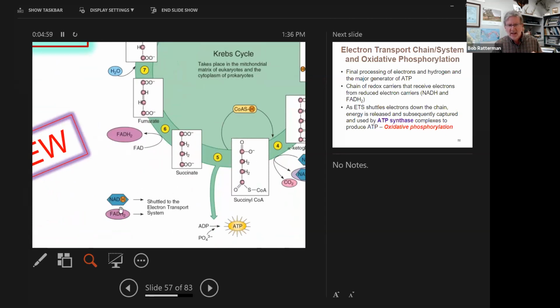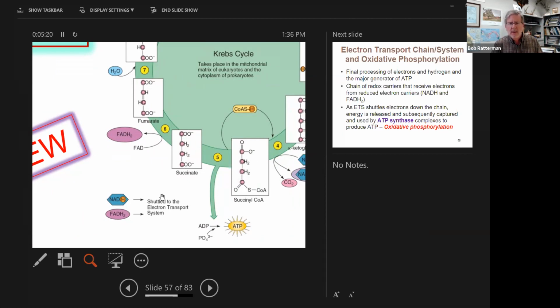And I really like how they put this in here. This is really good because you have to think about, well, okay, we're making all these coenzymes. Why are we making them? Because as I said a moment ago, they're taking their passengers, the electrons, to this last mechanism called electron transport.